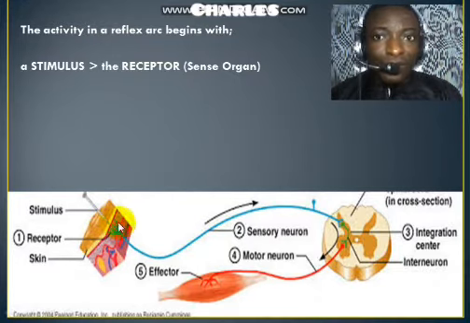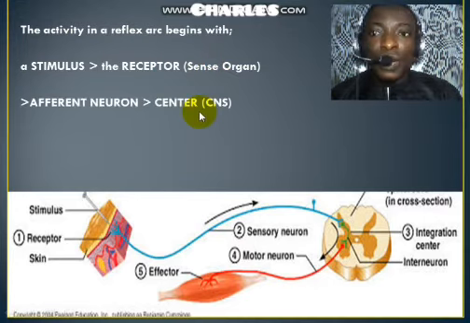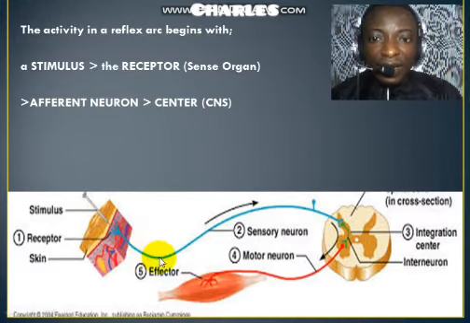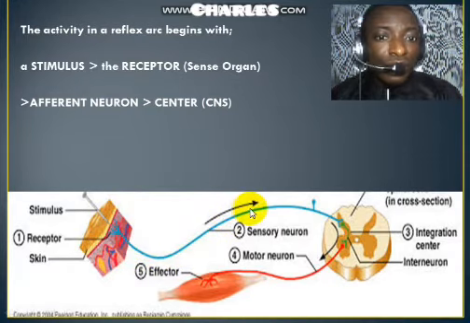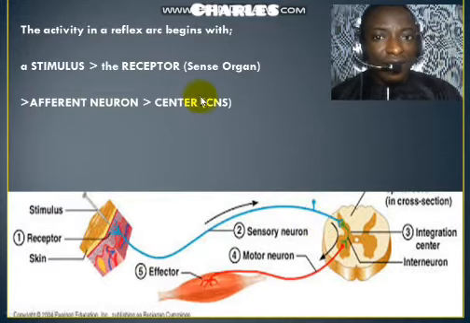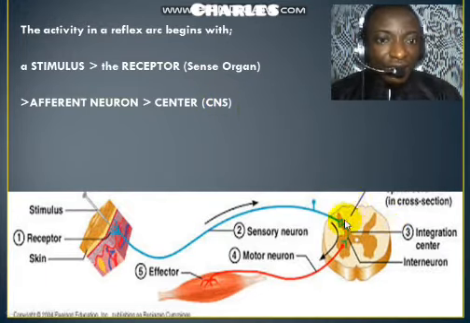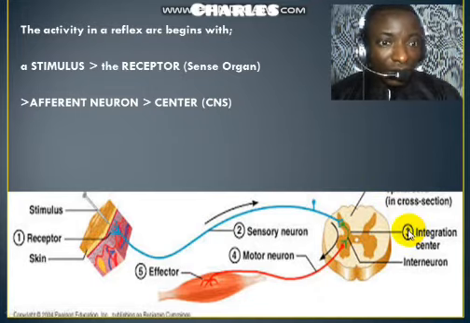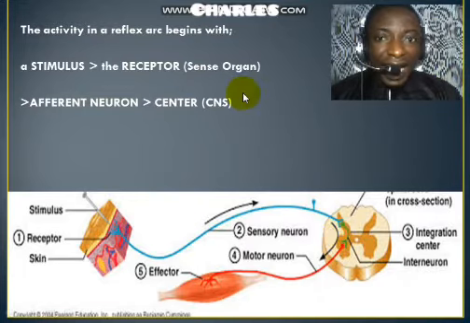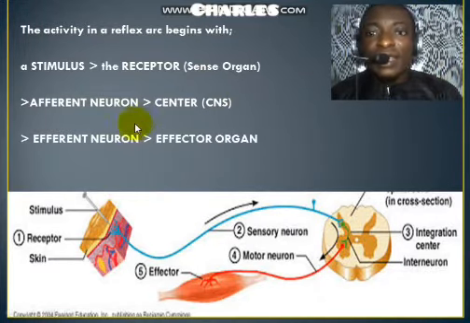And what does this do? Once the receptors are stimulated, it will eventually stimulate the afferent neuron. The afferent neuron is this part here. It carries this information to the integrating center. The integrating center is made up by either the brain or the spinal cord. Here the integrating center is the spinal cord. So the spinal cord processes the information and sends it down.